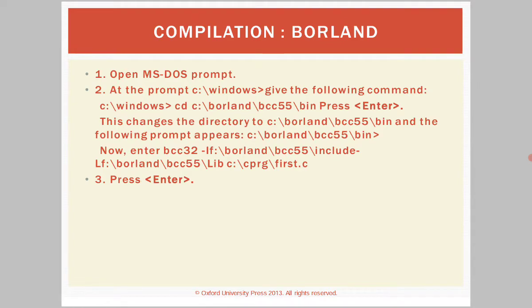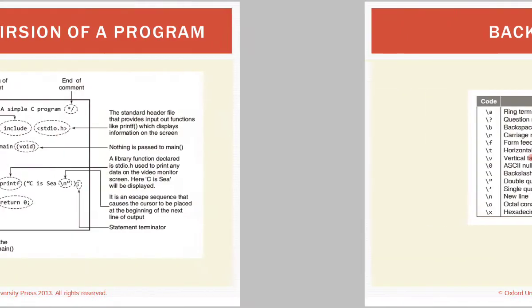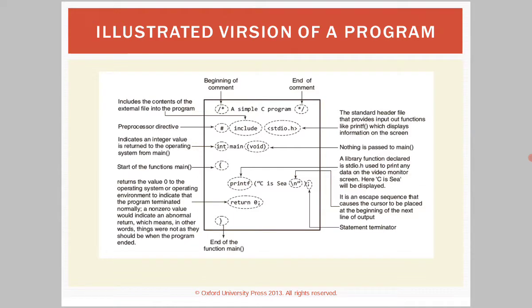For compilation, there are different types of software for C programs, like Turbo C and Borland C. So this is the simple program.